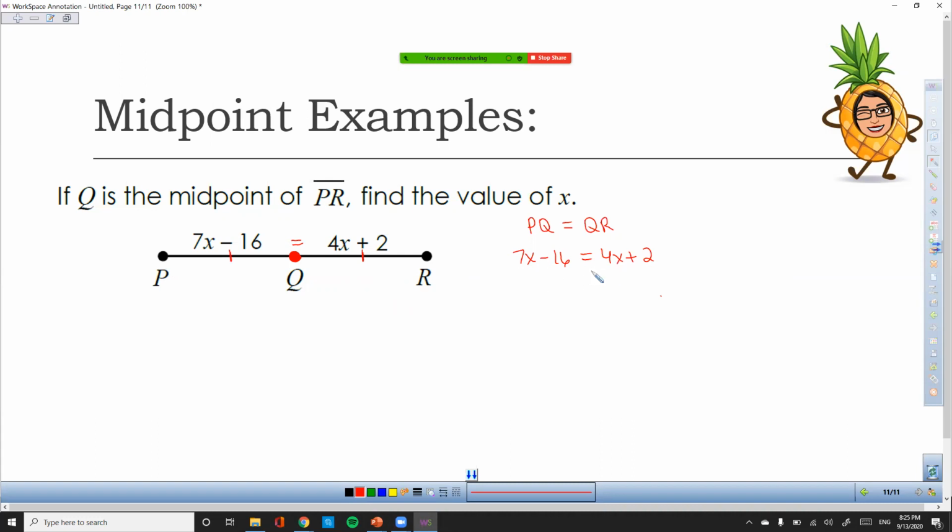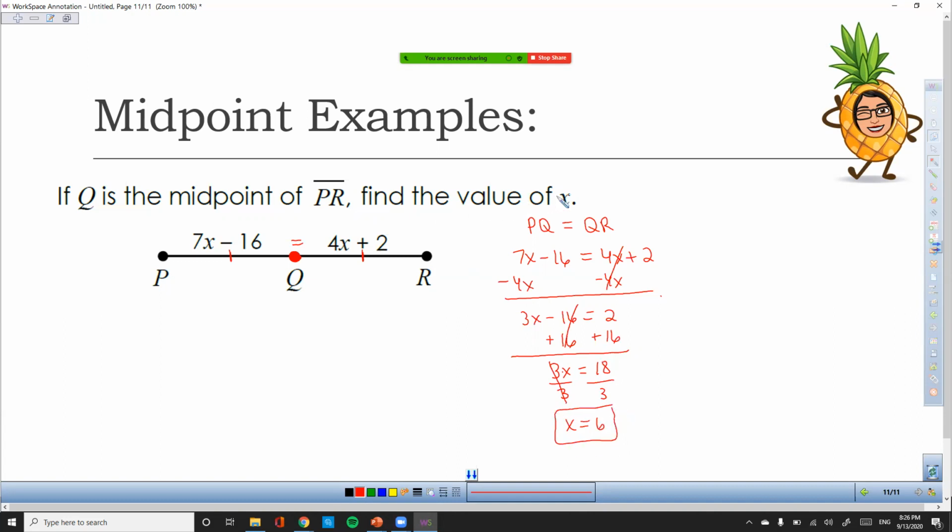Letters with letters. First, let's go ahead and move the 4x to the opposite side. So opposite sign, minus 4x, minus 4x. This goes away. And so I'm left with 3x minus 16 equals 2. Now I've got numbers with numbers. Since the 2 is already by itself, I have to move the negative 16 to the opposite side. So opposite sign, plus 16, plus 16. This goes away, and I'm left with 3x equals 16 plus 2, which is 18. And lastly, to solve for x, since they're multiplying, my last step is to divide by the same. Divide by 3 on both sides. This goes away, and so x equals 6. And there you go.